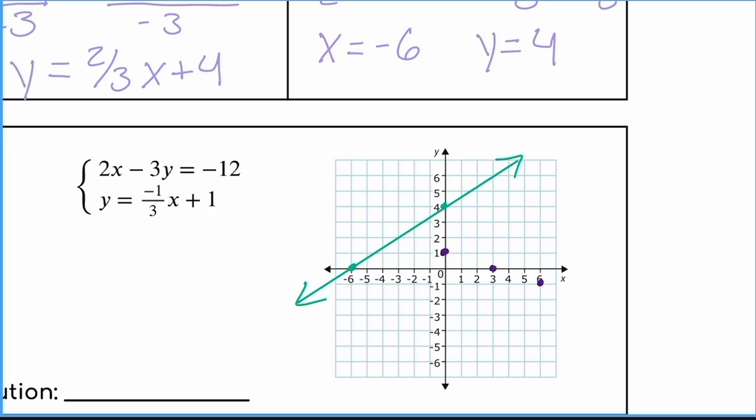And then I need to fill in the top part of the graph. So I'm going to go backwards and go up 1 and to the left 3. Up 1 and to the left 3. And do my very best to connect these with a straight line. And that's close enough.